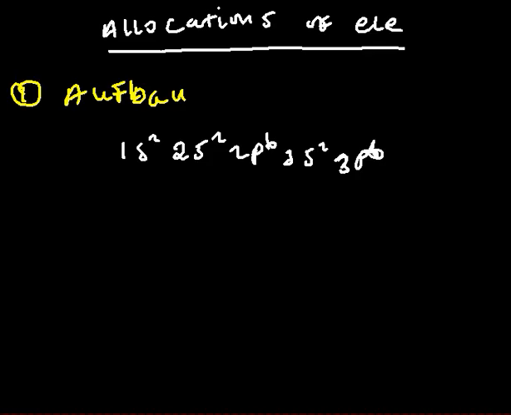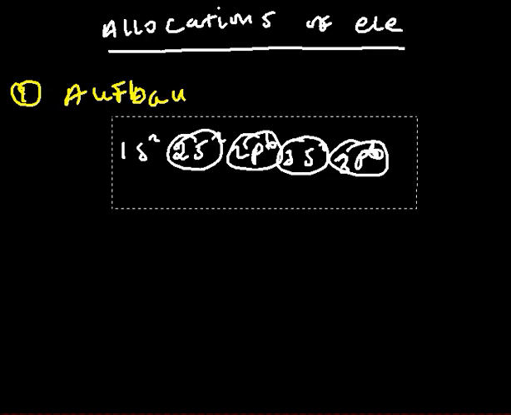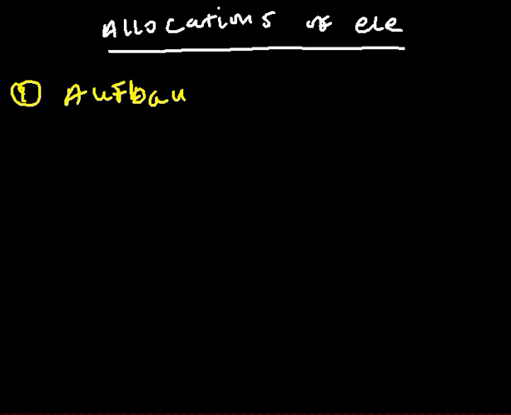Now according to Aufbau's principle, electrons cannot occupy this subshell before they occupy this, and likewise they can't occupy this before they occupy this. Electrons occupy the subshell with the lowest energy level first. So that is the principle behind the Aufbau, you should understand.